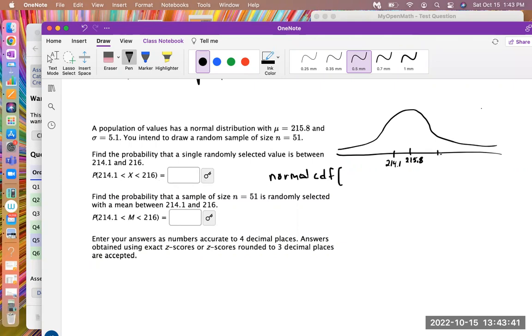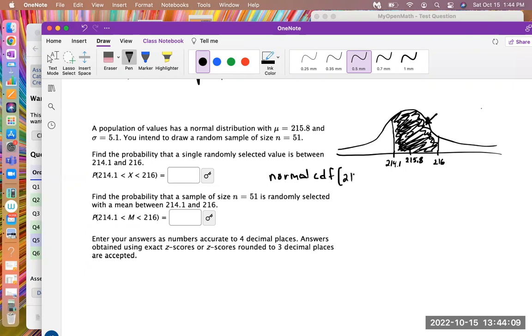And then this is 216 above. That's probably a lot closer in. I'm not drawing this to scale, but let's just say that's about what it is. We're trying to find this area under the curve. So to do so, we find the normal CDF function, put the lower bound where the shading starts. And I always put my smaller number in first and my larger number in second when I'm describing this interval where the shading is happening.